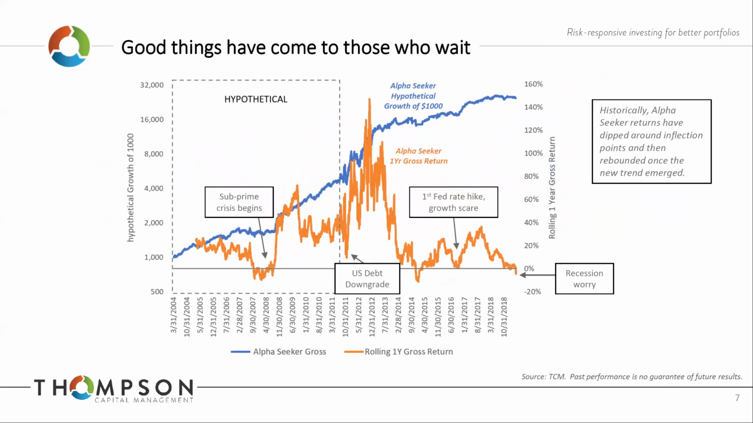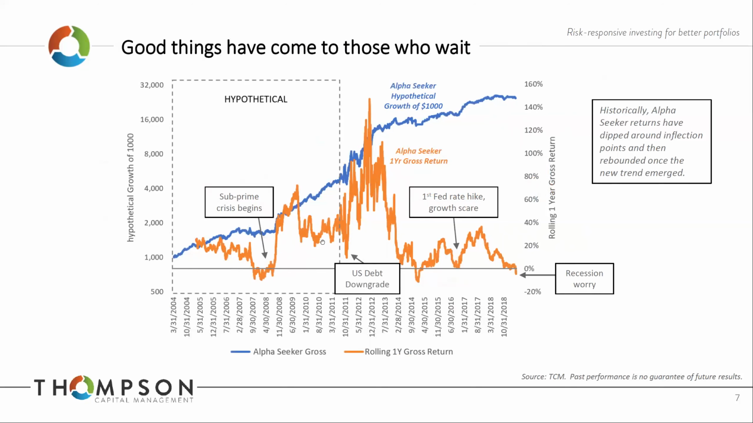And then specifically for Alpha Seeker, the blue line here is the Alpha Seeker growth of $1,000, with the back test going all the way back to 2004. In the shaded area, the square is hypothetical, and beyond the square is actual. The orange line is Alpha Seeker's rolling 1-year return. I've marked those same periods from the other chart, and you can see a real similar setup, where a flat curve, flat S&P led to flat to down Alpha Seeker in the rolling 1-year period.